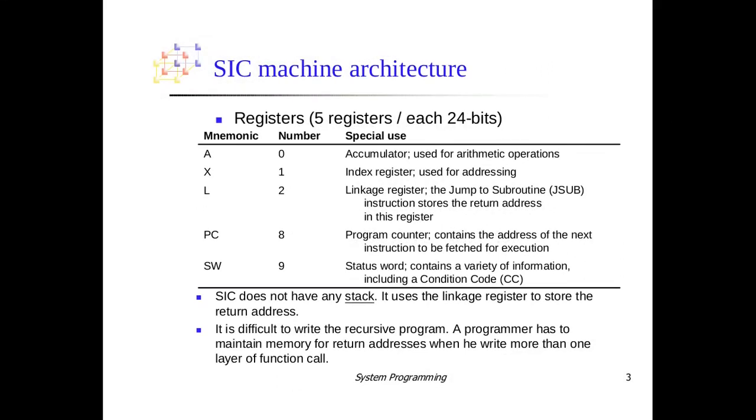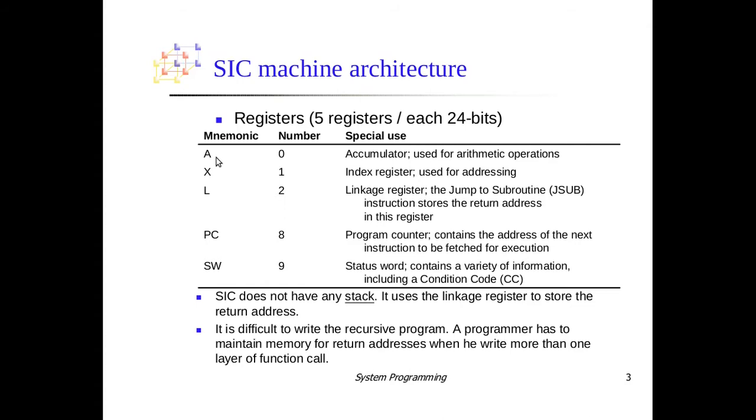In this video, we will explain SIC Assembly Language Programming. So, this is the SIC machine architecture. We have 5 registers, each 24 bits. They are A, X, L, PC and SW. And these are the numbers corresponding to each of these registers that can be used during our assembly process.